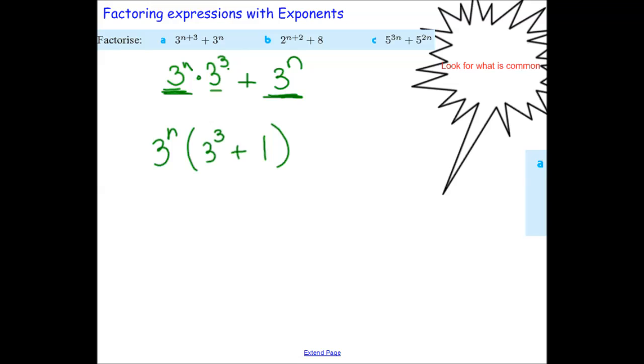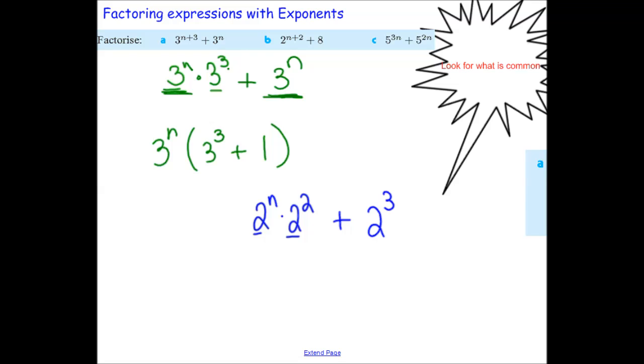Okay, for b, again, we're adding our exponents. So we should be able to write 2 to the n times 2 squared, if we do our exponent laws backwards, because here we've got the same base, when we multiply with the same base, we add our exponents. So it's nice to then write 8 as a power of 2. So 8 is 2 cubed.